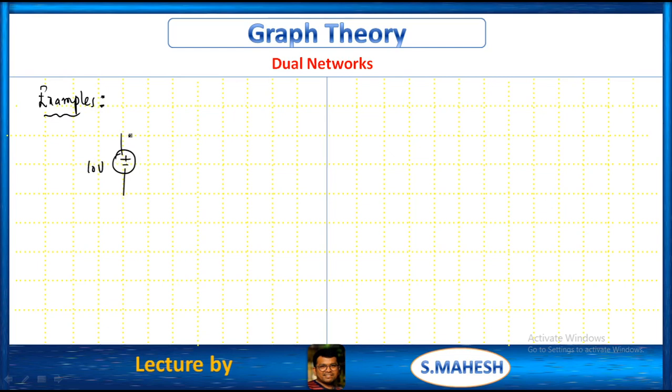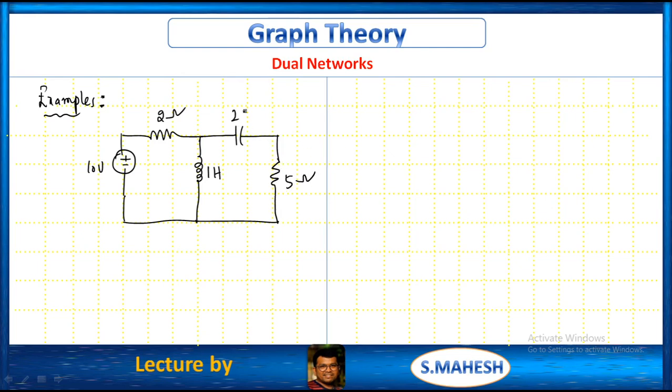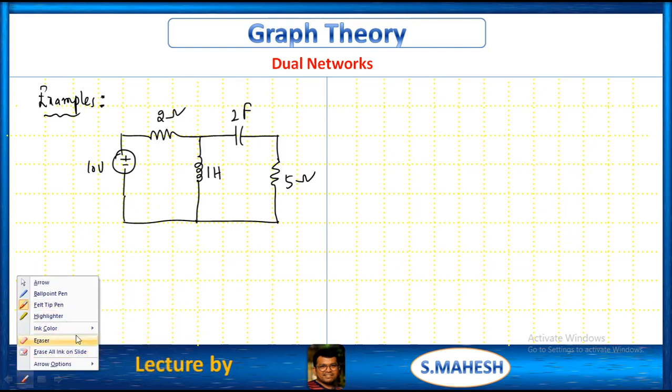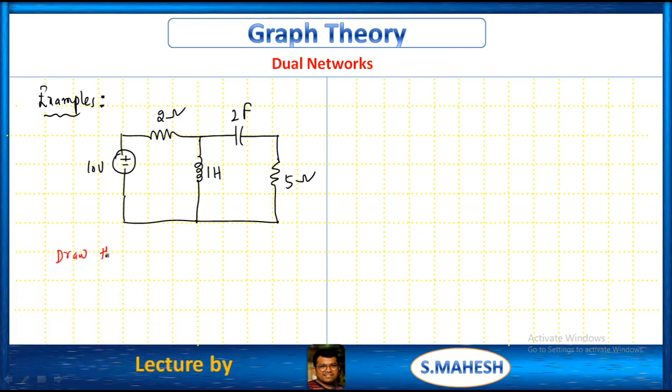Let us say this is 10 volts. This is a 2 ohm branch. Let us say this is 1 Henry. Let's say this is capacitance. Again we have a resistive branch. Let us say this is 5 ohms, this is 2 farad. That's it. From this, the question is what? Draw the dual network for the given problem.